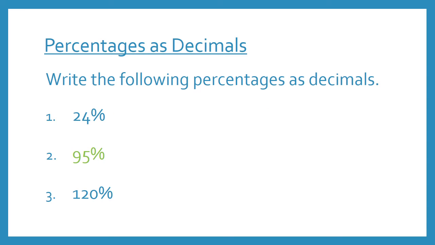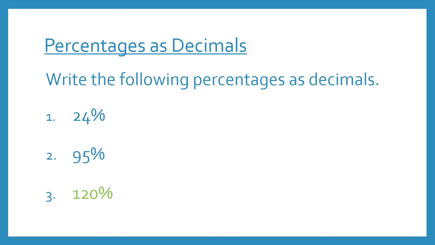Now you have a go working out what 95% is as a decimal. Okay, so as a decimal, all we have to do is 95, put 0 there, divided by 100. We're going to move our 95 2 places to the right. We get 0.95.